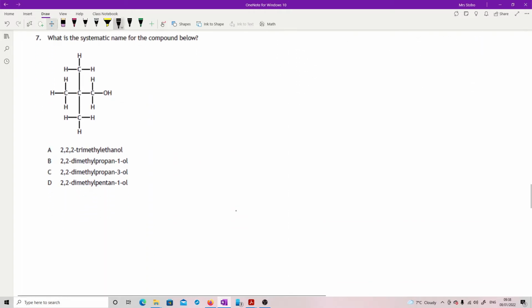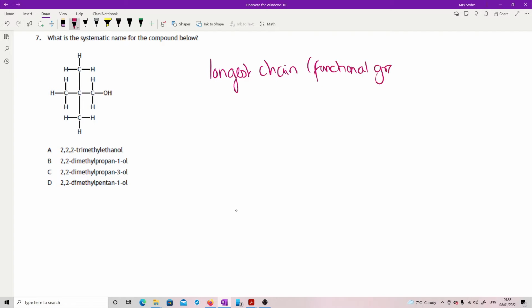What is the systematic name for the compound below? You just follow your rules. The rules that you need to follow are: find the longest chain, and the longest chain has to contain the functional group. Sorry, my writing is very scrappy this morning. So I need my OH in here, and 3 is my longest chain. Then I need to number with the lowest number for the functional group.